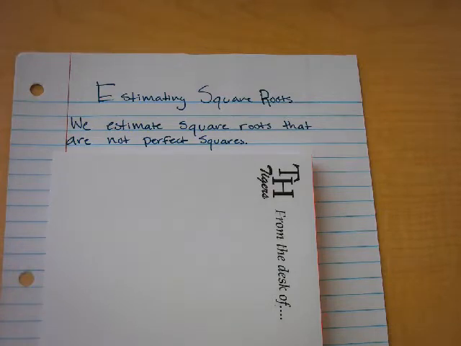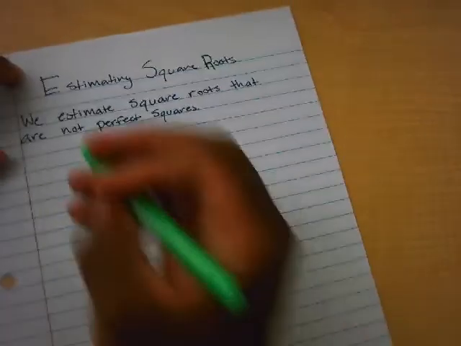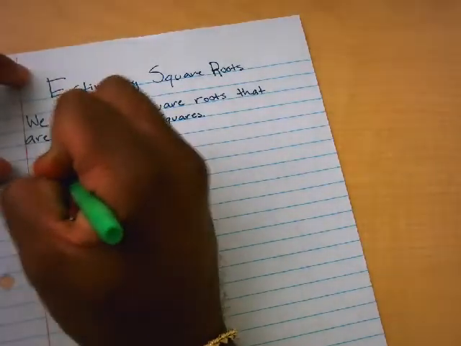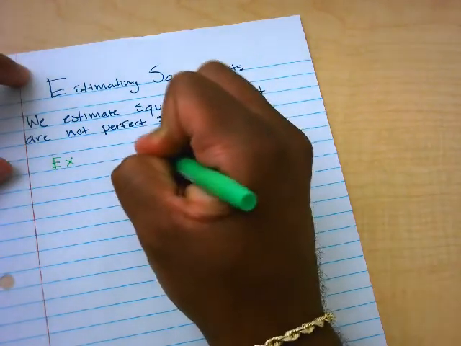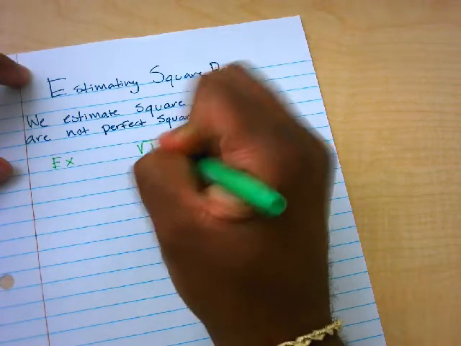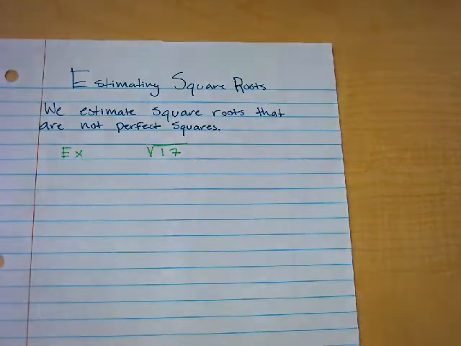Whenever we have perfect squares, let's say the square root of 16, then we know that, hey, the square root of 16 is 4. But if it's the square root of 17, we don't know exactly what that number is. We have to estimate. So here's an example. If we have the square root of 17.